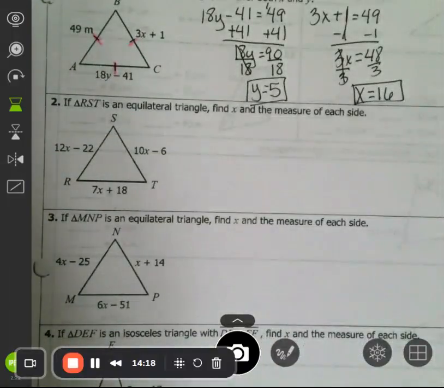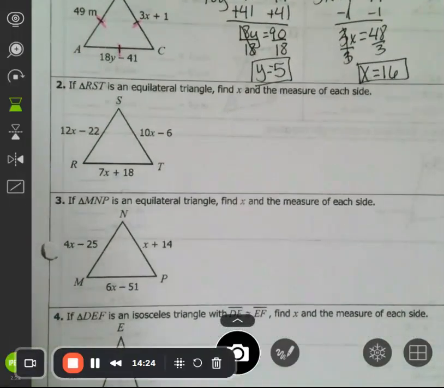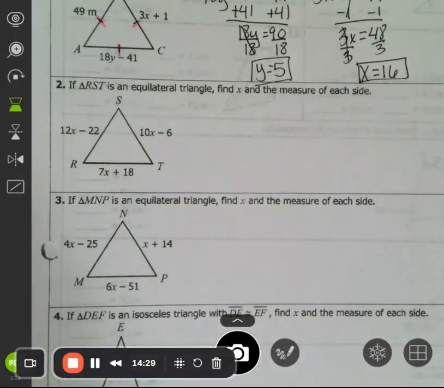Okay. So I am going to leave 2 and 3 blank for you to try those on your own. Remember, you can set any of them equal to each other if they're equilateral triangles.